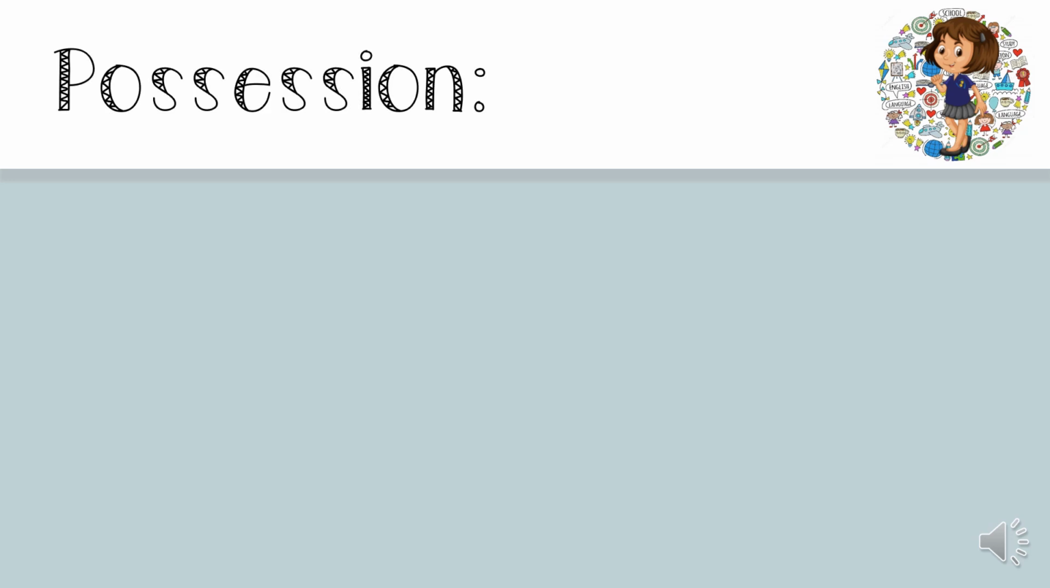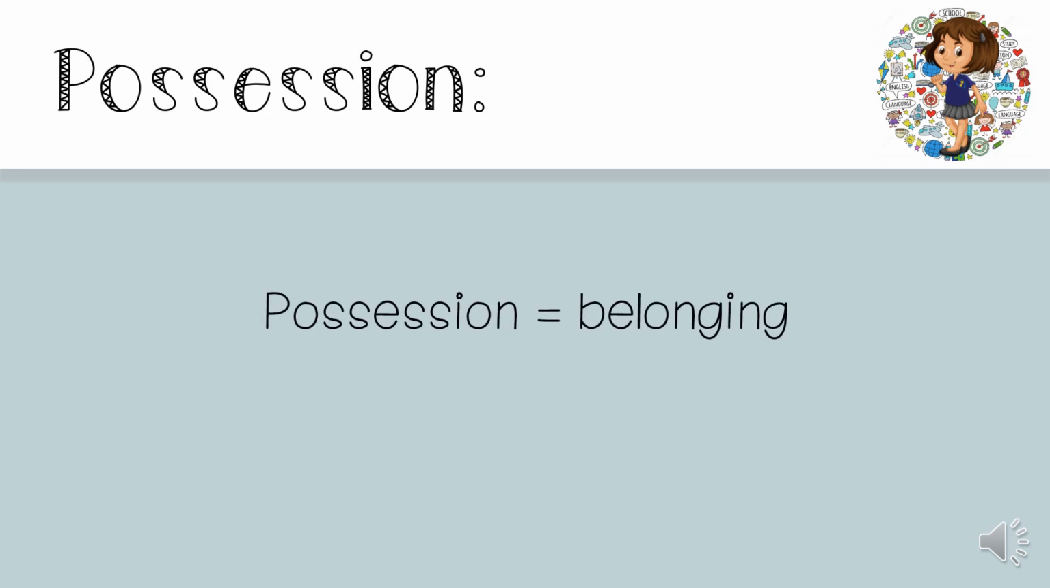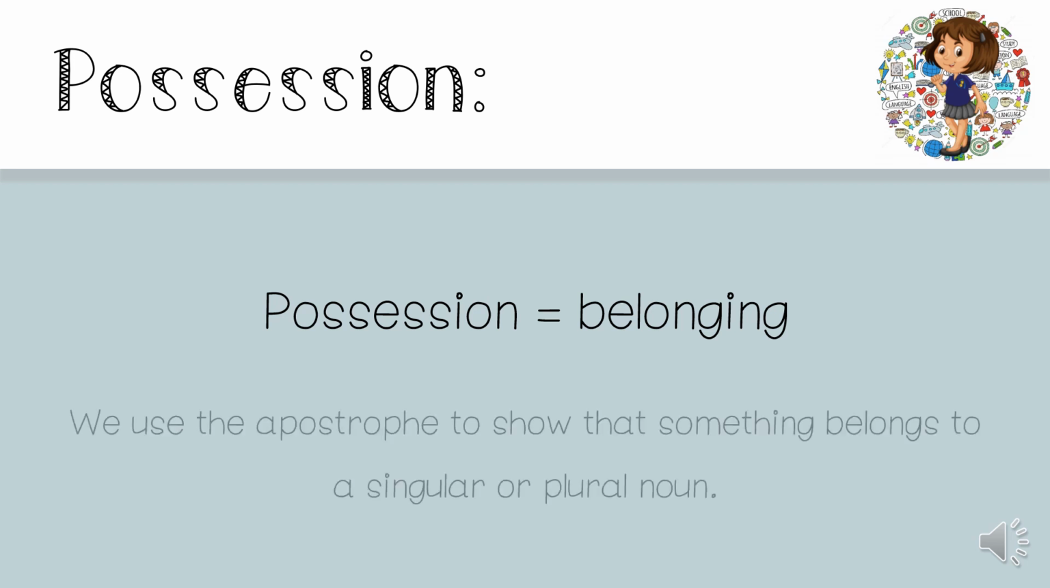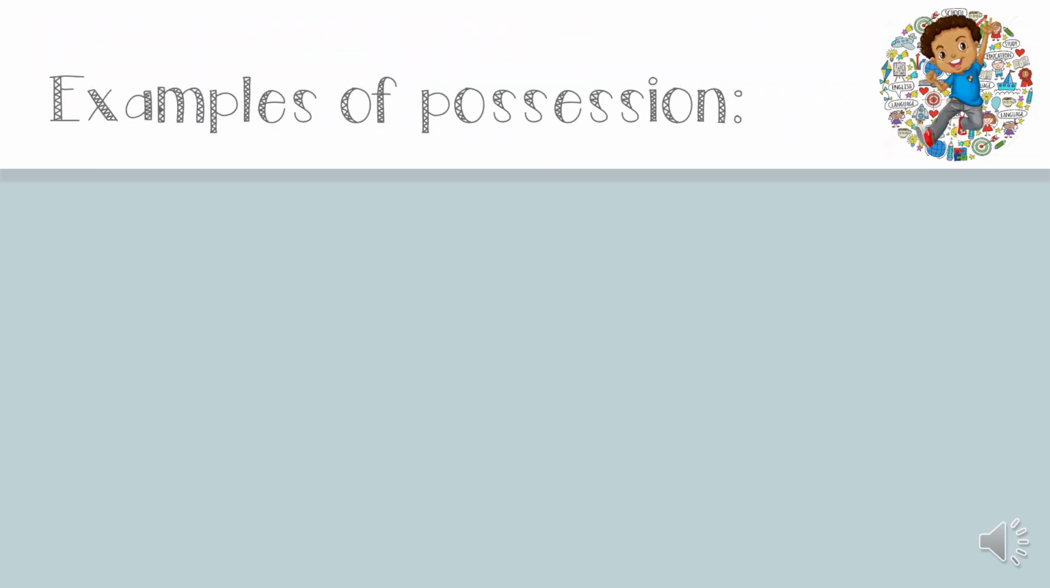Now let's look at possession. Possession means belonging. We use the apostrophe to show that something belongs to a singular or a plural noun. Now let's look at some examples of possession.